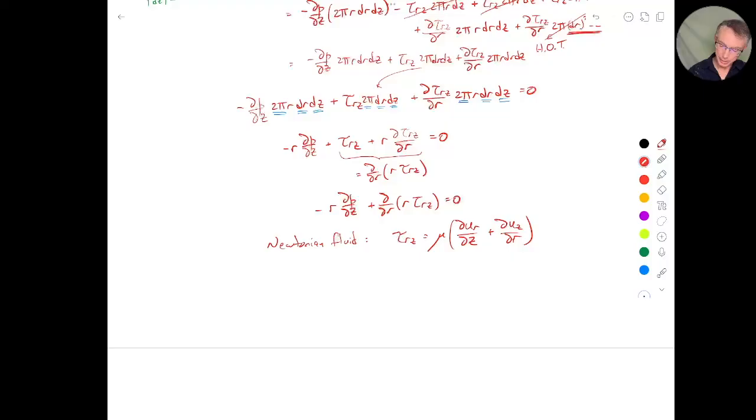It'll look like that. This is the most general way that we can write the shear stress on the radial face in the z direction. It's the dynamic viscosity times how the radial velocity varies with respect to z plus how the z velocity varies with respect to r. But we know that the radial velocity is 0, so we don't have to worry about that term. So it's just mu times duz dr. And so I can take this and substitute it in right up in there, right? So let's go ahead and do that.